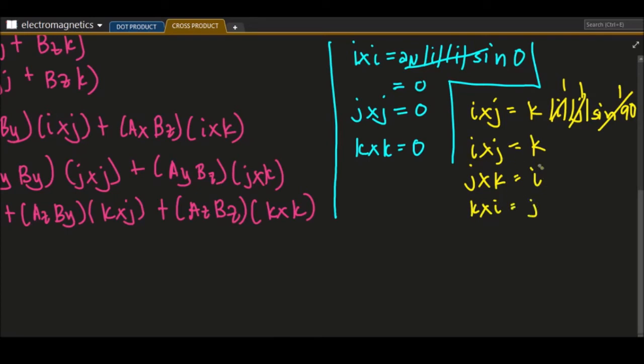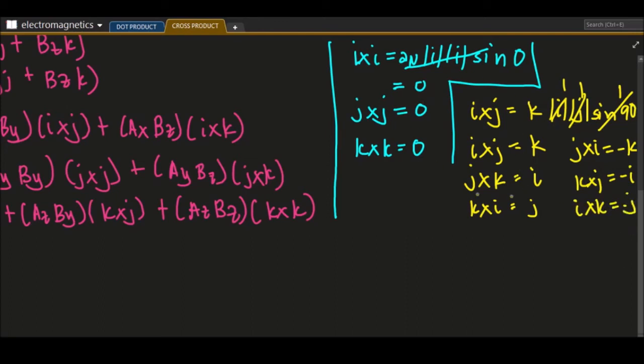Now if we reverse this, because we have reversed the direction of each of the unit vectors, the angle between them is now negative 90, and sine negative 90 is equal to negative 1. So we could say that j cross i is equal to negative k. Then we have k cross j is equal to negative i, and i cross k is equal to negative j.